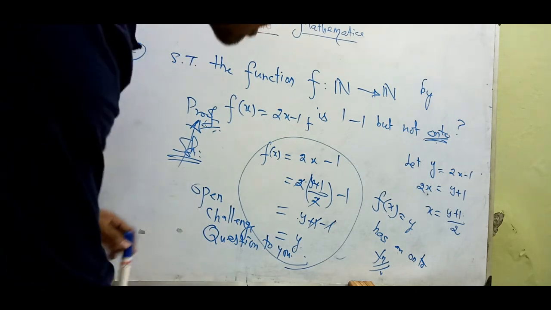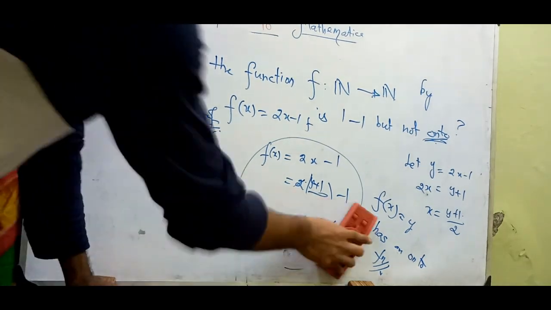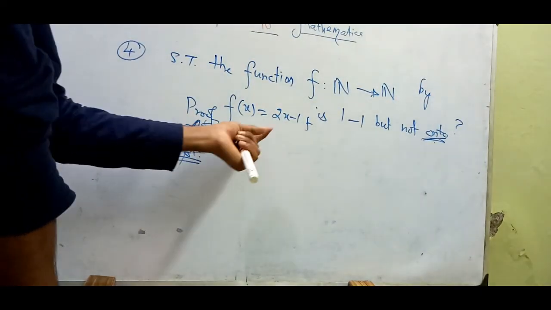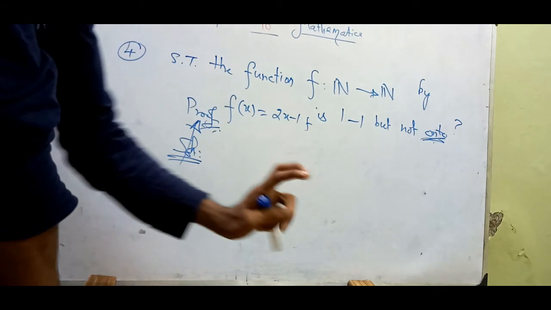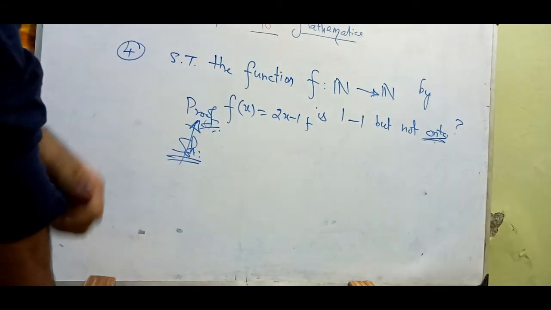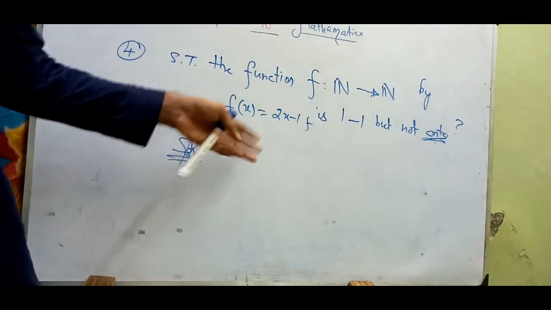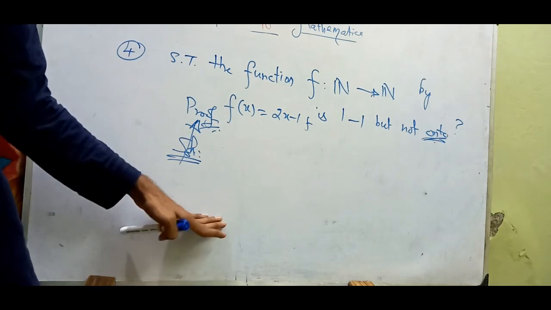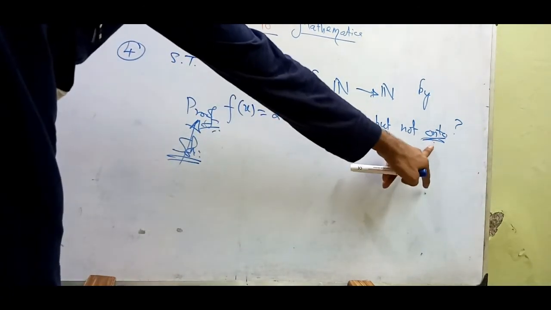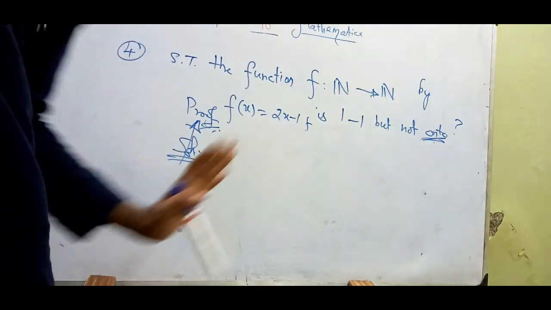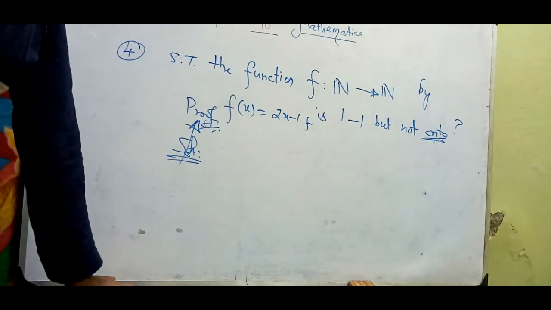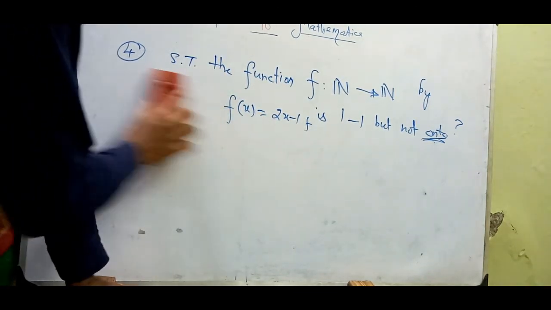Let us move to the next question. As I have proved that this question is 1-1 but not onto, it is clearly seen in the set manner, but in the mathematical manner f of x is 1-1, it is clear, but for this question alone it is an onto function too. Okay, but why, you have to say.